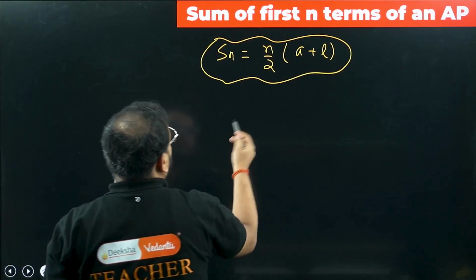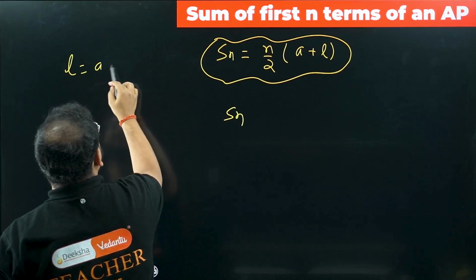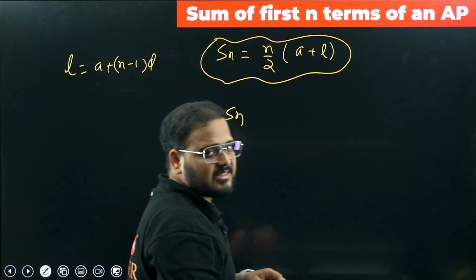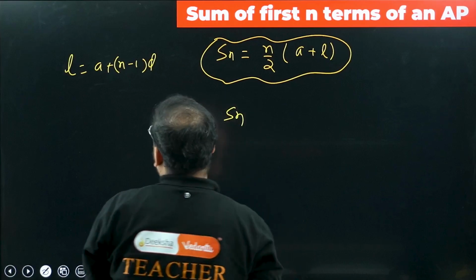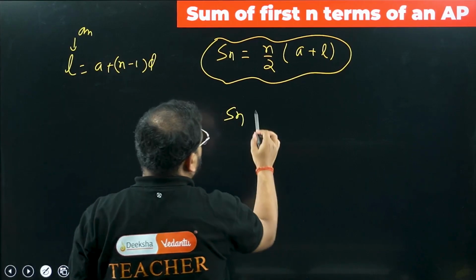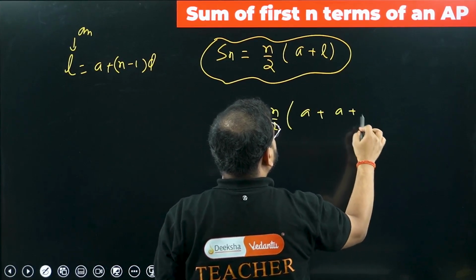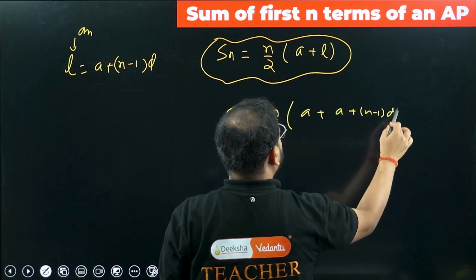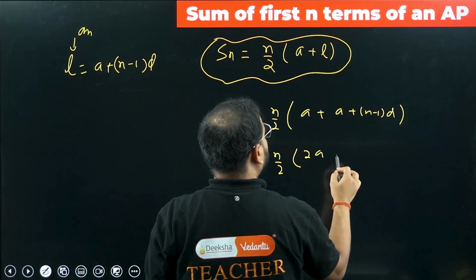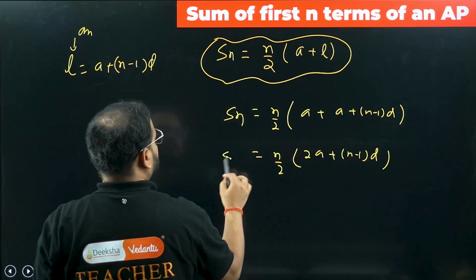And another formula, since you know the last term is going to be a plus n minus 1 into d, correct? Because the last term can be written simply as an, I can write this as Sn equals n by 2 times a plus a plus n minus 1 times d. Please check. N by 2, a plus a is 2a, plus n minus 1 times d. This is Sn.